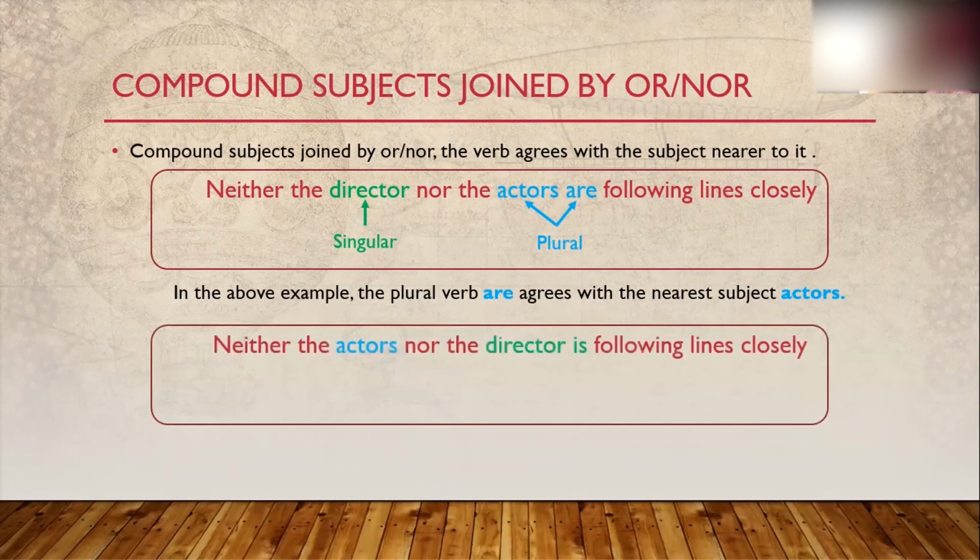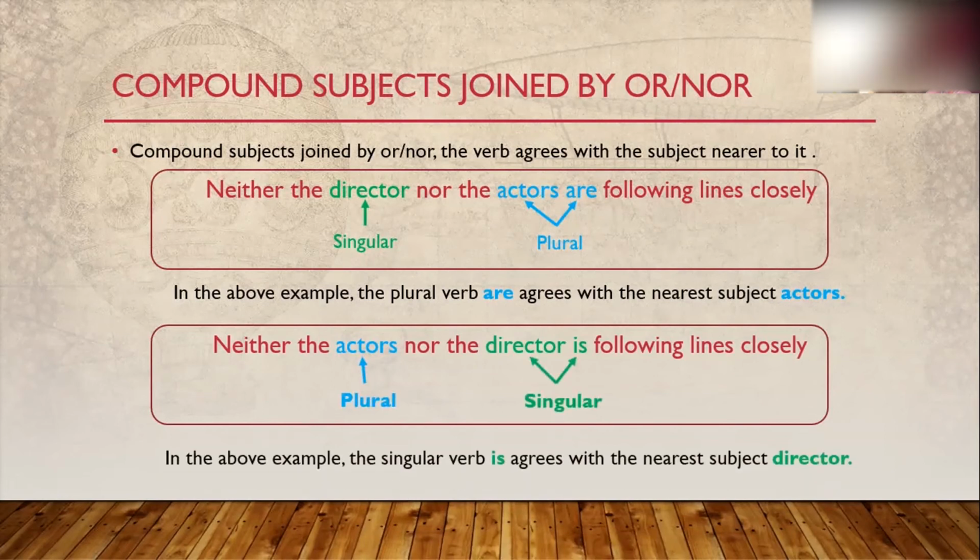Further, moving on to the next example, neither the actors nor the director is following the lines closely. Here, actors are plural and director is singular. So in this example, as the nearer subject is singular, the verb used here is also singular.